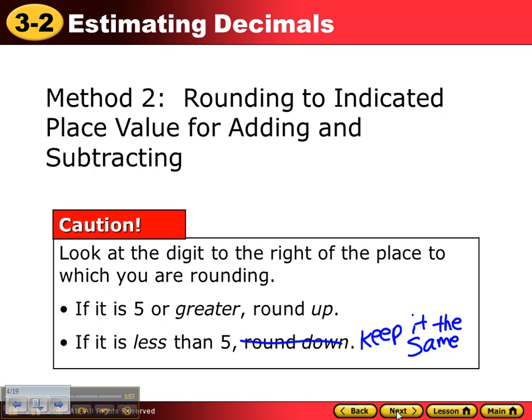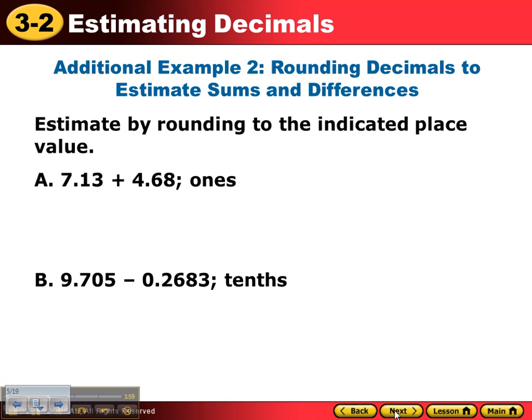Let's practice an example with that. If I have 7 and 13 hundredths, and I'm going to add that to 4 and 68 hundredths, I'm going to be rounding to the ones place. So the ones place is going to be my 7 and my 4. I need to look to its neighbor in order to round. So I'm going to take the 7 and look to its neighbor. The 1 says to stay a 7, so this becomes 7. If I look to the neighbor of the 4, though, it's a 6. It says go up to a 5. So I would add these two together to get 12.